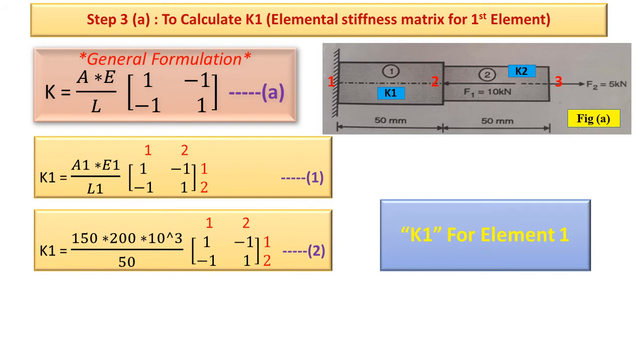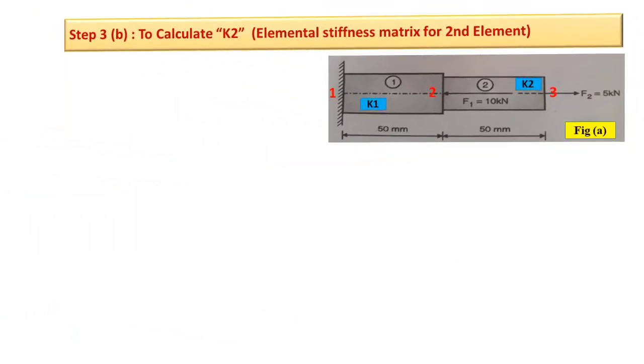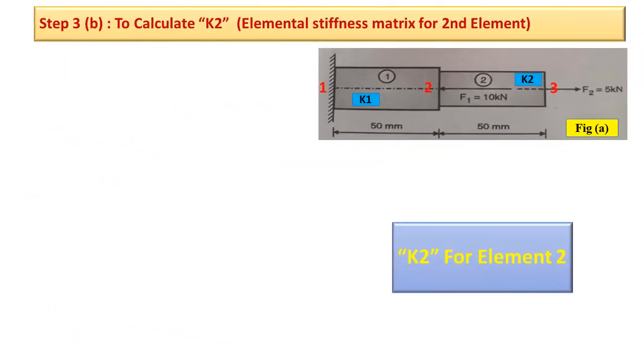From the data we will put the values of area, Young's modulus and length. We make sure that all units will be in Newton per mm and then mm. So we will make the respective conversion. After putting in the values, we get K1 equals, keeping 10 raised to the power 5 outside, [6 -6; -6 6], equation number 3. We calculate K2 for the second element.